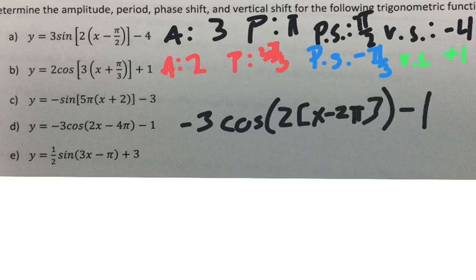What if you don't do that? Before you can identify these, you have to make sure the x doesn't have anything being multiplied or divided directly in front of it. That'd make it more complicated, because people mess up the phase shift. Right here it looks like the phase shift would be right 4 pi, but it's not. It's only right 2 pi after a period change.